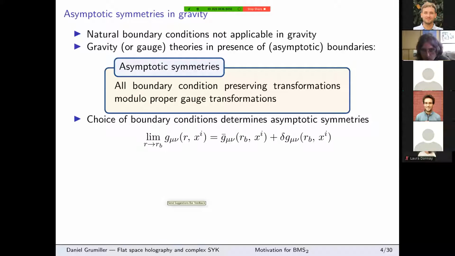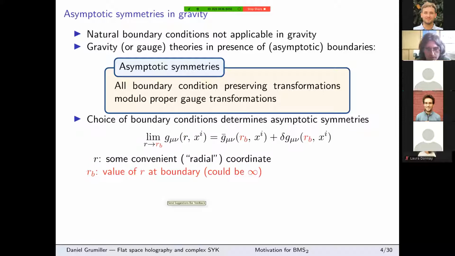A simple way to implement this in the context of gravity is by explicitly choosing some boundary conditions on the metric. It's not necessary, but often very convenient to introduce some adapted set of coordinates. Here I'm not specifying very much. I'm just assuming that there is a radial coordinate that is convenient. I call it R. It's defined in such a way that the boundary is an isosurface of this radial coordinate, and R takes the value R_B at the boundary. That value could be infinite in some examples. The remaining coordinates I just call boundary coordinates.